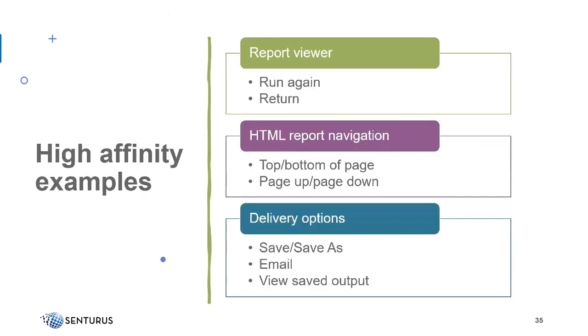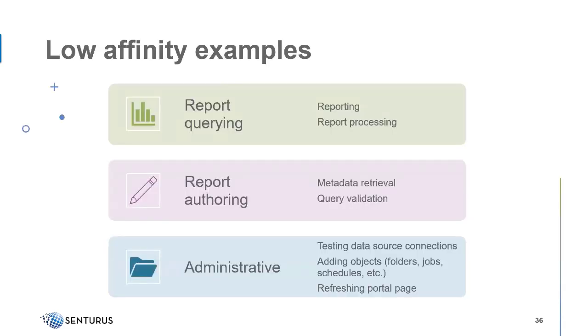So high affinity examples or requests are things that you would expect to be very fast and snappy. For example, navigating the Cognos portal, clicking through folders. When you run a report, clicking page up, page down on the report, viewing a saved output. These are things that you want to happen in less than a second. These are going to be examples of high affinity related requests. Low affinity are things that you would expect to take a little bit longer than a second, even though it might not take that long.